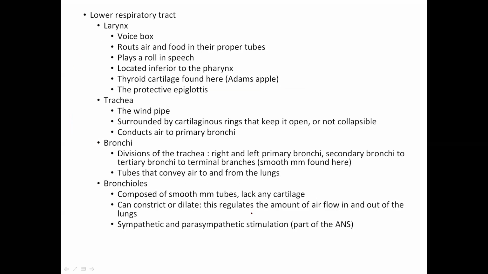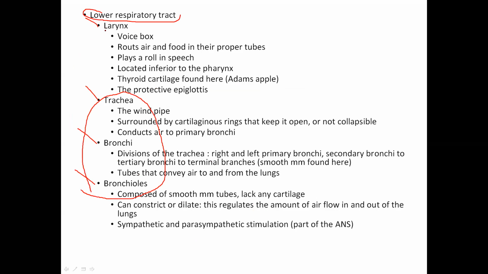Okay, the lower respiratory tract are all these components here: the larynx, which is the voice box area, the trachea, the bronchi, and bronchioles. So this gets into the actual lung structure.